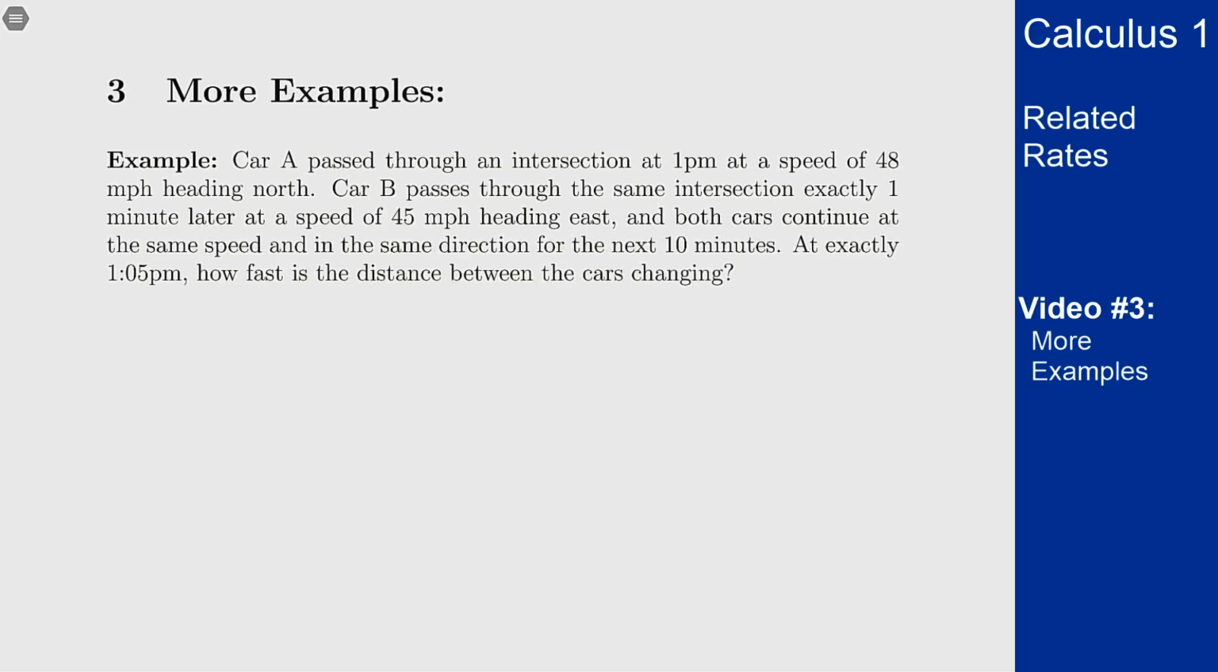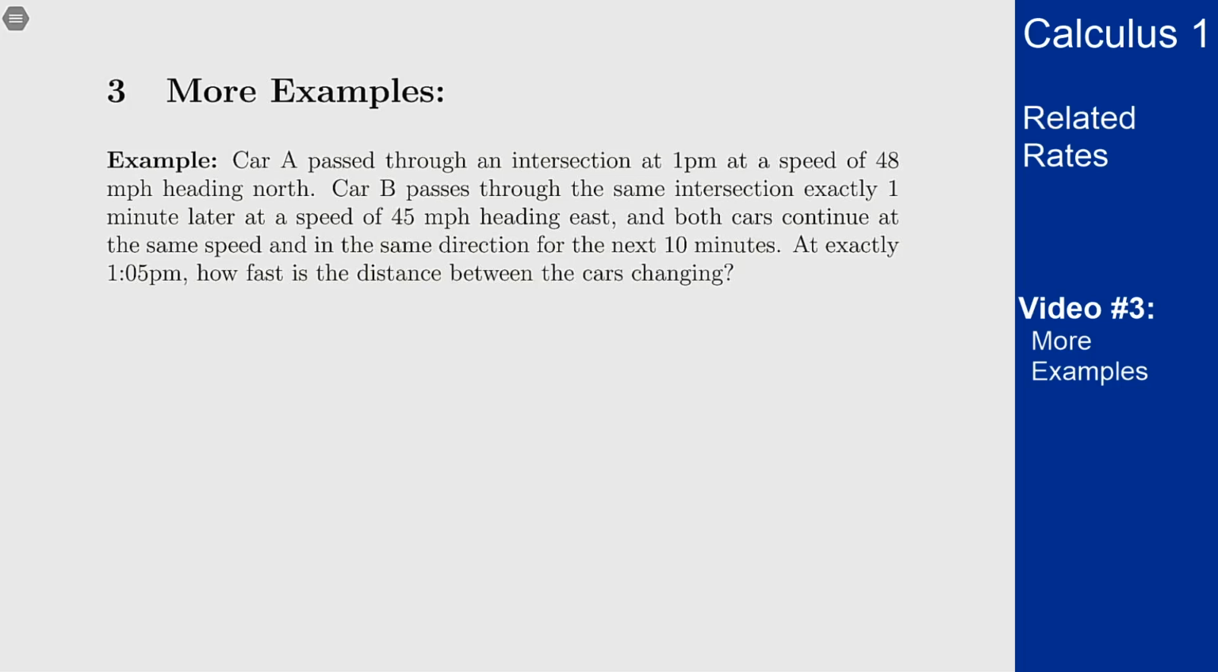Car B passed through the same intersection exactly 1 minute later, so at 1:01 p.m., at a speed of 45 miles per hour headed east, and both cars continue at the same speed and direction for the next 10 minutes. At exactly 1:05 p.m., how fast is the distance between the cars changing? A lot of words there.